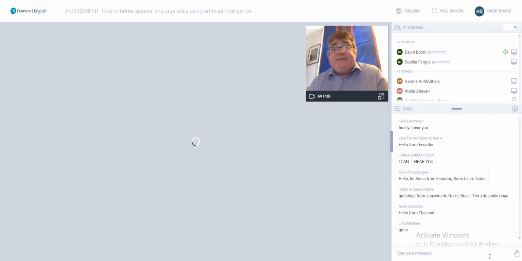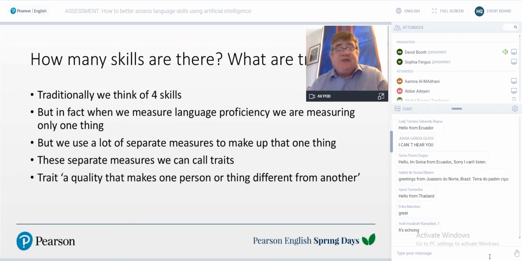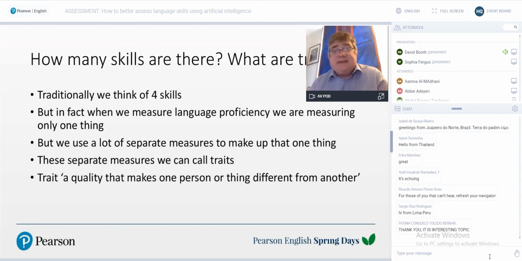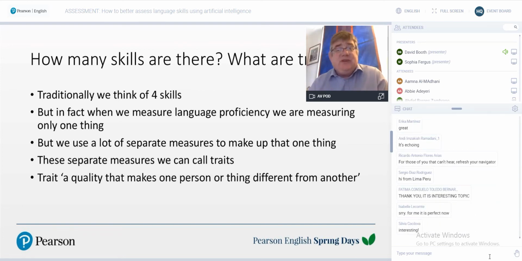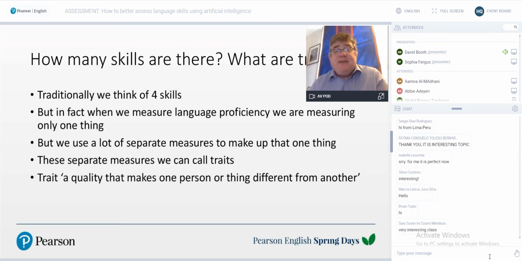So thinking about skills and what we mean by skills, and how many skills there are. Now, traditionally, in terms of testing and also in terms of learning, we think of 4 skills: reading, listening, speaking, and writing. But when we're measuring, and often we use those channels to test people and to gauge their language proficiency. But in fact, when we're measuring language proficiency, we are only actually measuring one thing, and that is somebody's language proficiency or language ability. So there's really a single measure which you can then break down into those 4 skills. But how you do that is actually quite important.